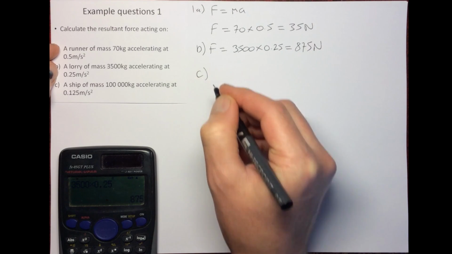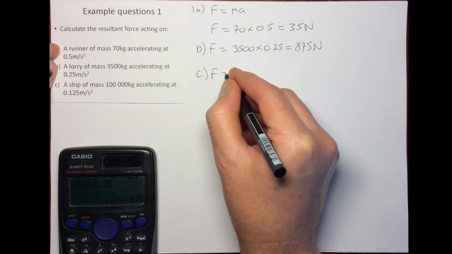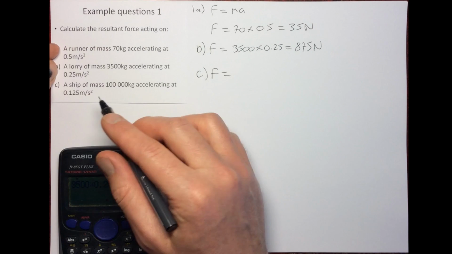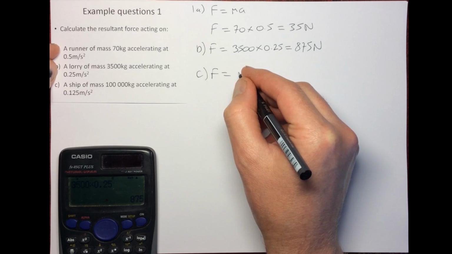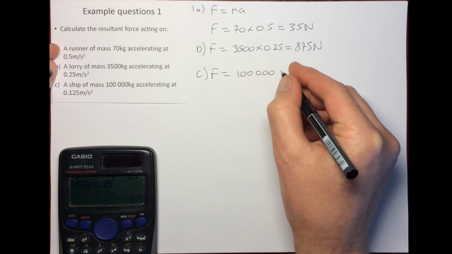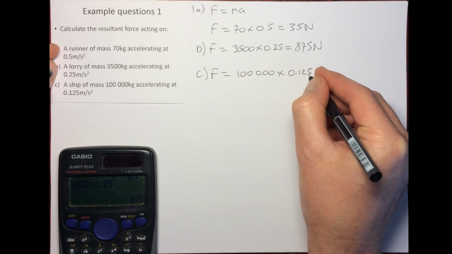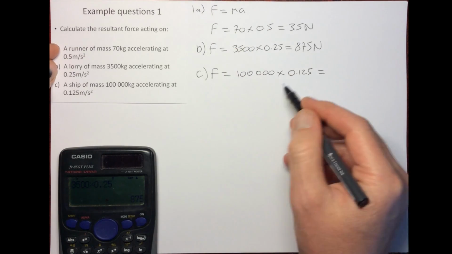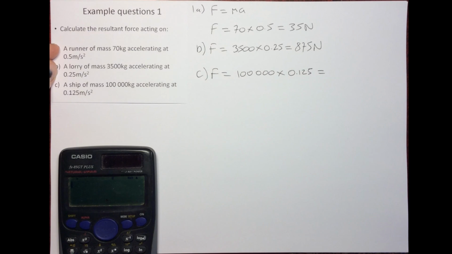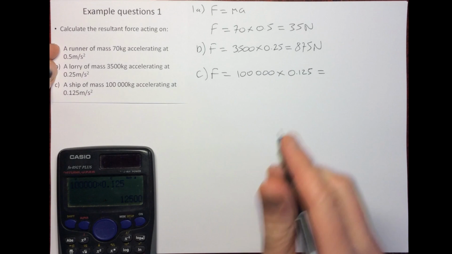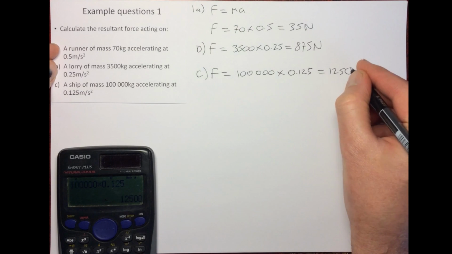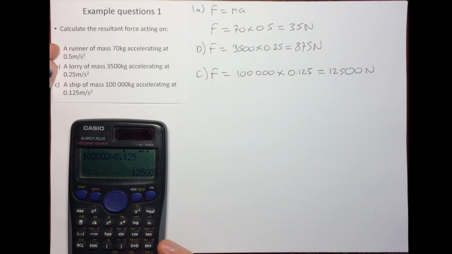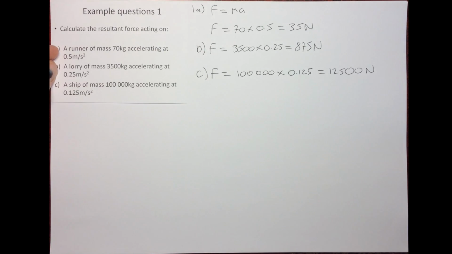Okay. C, a ship of mass 100,000 kilograms accelerating at 0.125 meters per second squared. So the mass here is 100,000 and the acceleration is 0.125. So look at the way I've shown my working. Make sure you show your working when you do these. So 100,000 multiplied by 0.125 is going to give you 125. Sorry, it's going to give you 12,500. Okay, so that's those questions done.